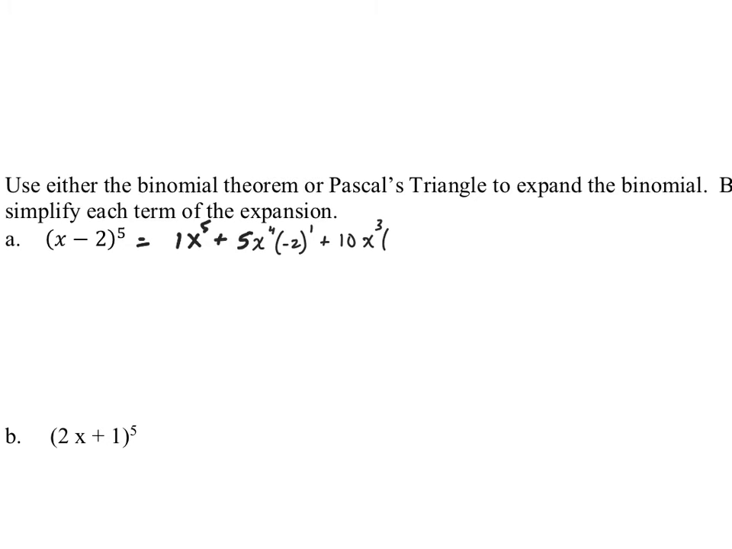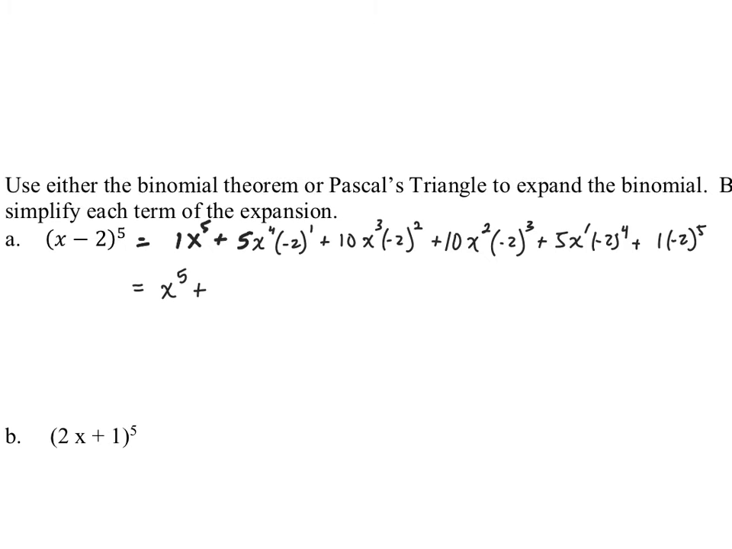This is x to the third, and then negative 2 squared. Then another coefficient of 10, and this is x squared, negative 2 cubed. Then a coefficient of 5, x to the first power, negative 2 to the fourth power, and finally we have a coefficient of 1 times negative 2 to the fifth power. And then negative 2 to the first power there is negative 2.